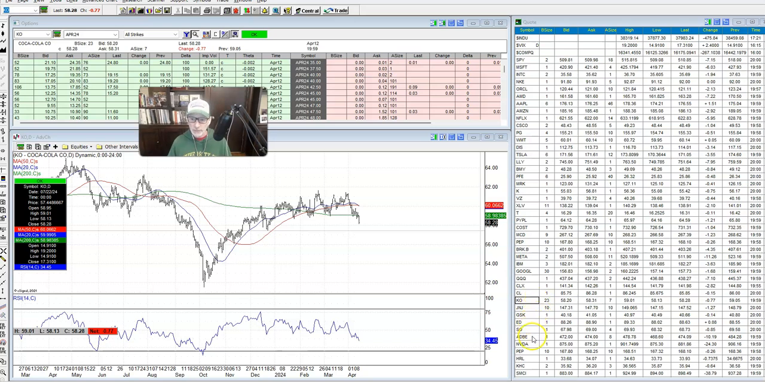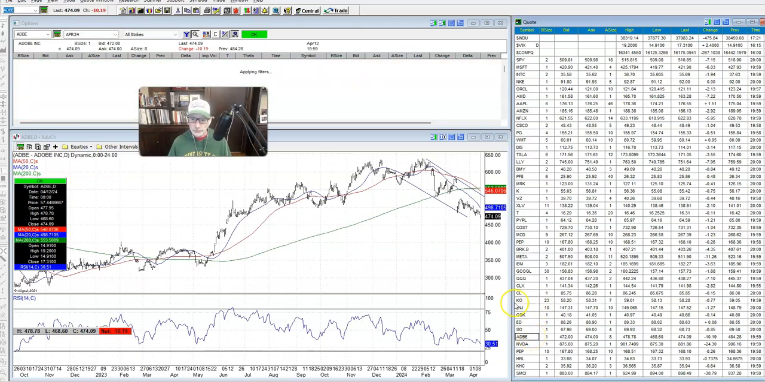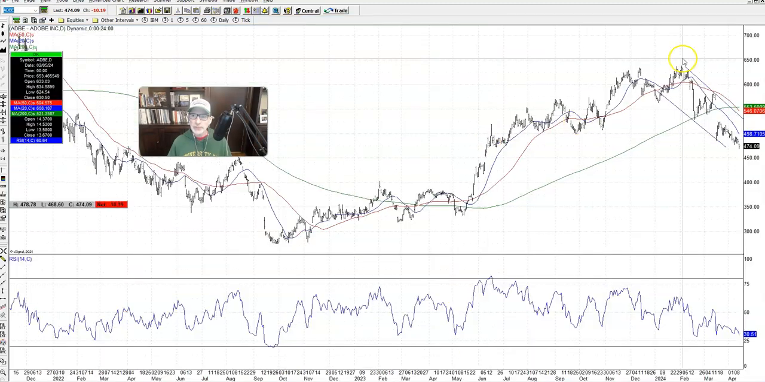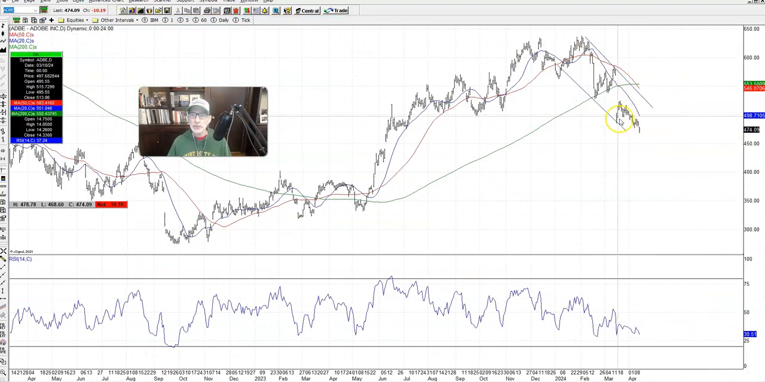What else do we have? Adobe, not looking so good. We drew this downtrending channel recently, and it's just stuck in this downtrending channel. Where is the support? Where's the next line of support for Adobe? Probably trying to close this little gap here between 440 and 450. So there could be more selling coming into Adobe.